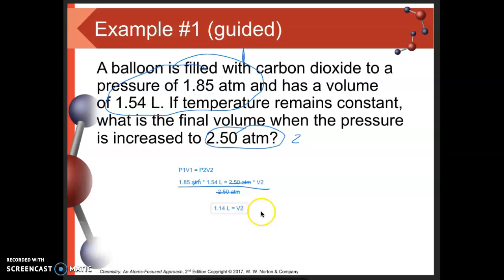And that makes sense, right? We have increased the pressure, so we must have seen a decrease in volume. And sure enough, we went from 1.54 to 1.14 liters. So that makes sense.